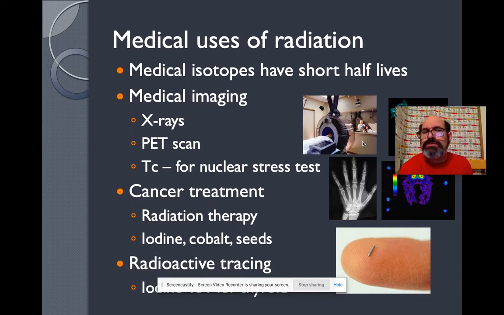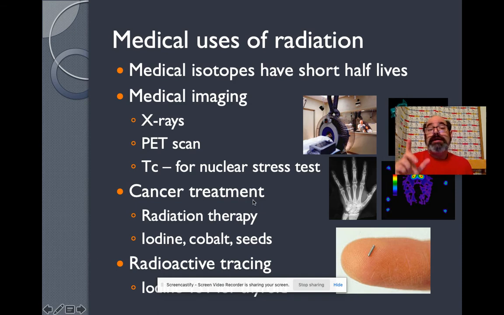And what else can we use the nifty radiation for? Well, a lot of those isotopes, and you'll see more isotopes in a minute, are not only good for dating, but also good for medical purposes like x-rays, PET scans, and technetium for a stress test. So if you have a heart condition and you want a nuclear stress test for your heart, they'll give you some technetium. And then you'll glow in the dark.